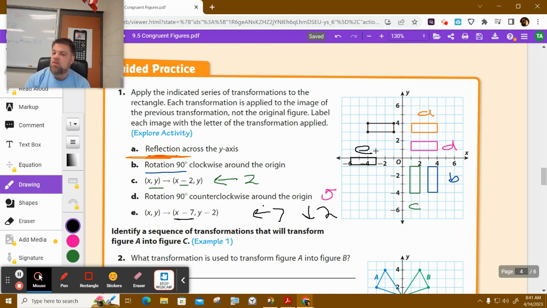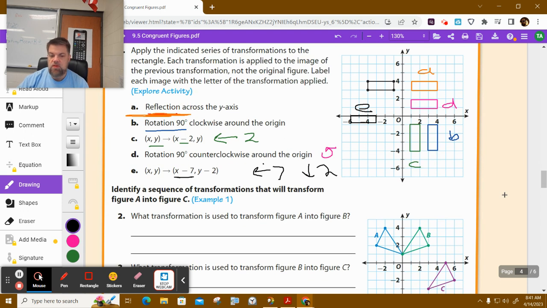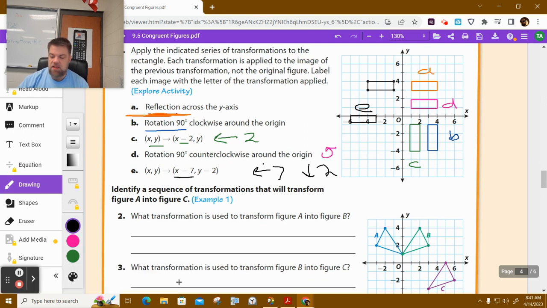Does anybody have any questions on that one? So I'm going to move that slightly above there and keep working. So it says, what transformation is used to go from figure A to figure B? I think that's just a reflection across the y-axis, isn't it?